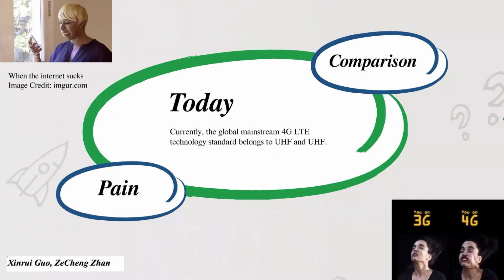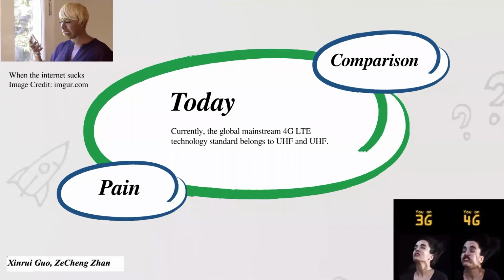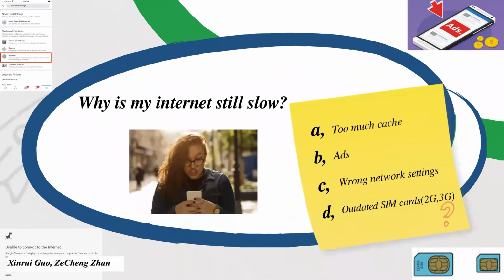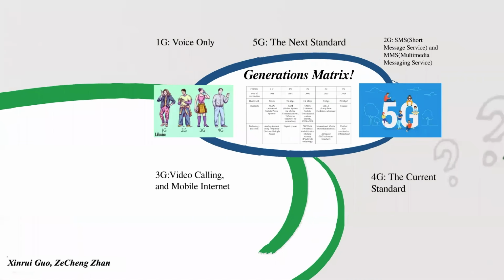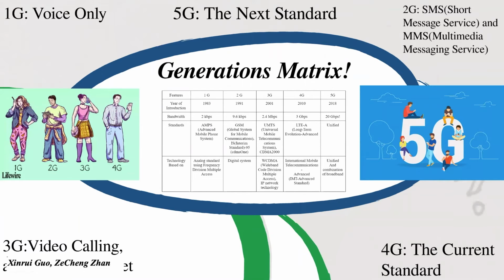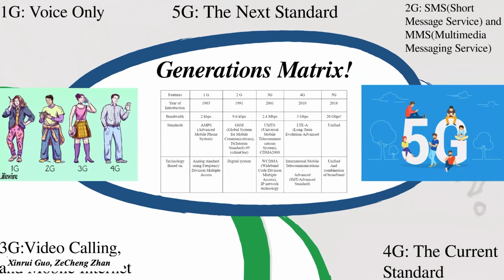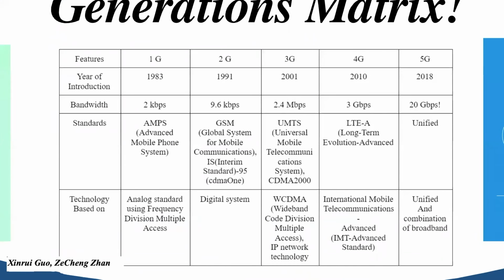Today, at present, everyone uses 4G. So the problem everyone often has is network lag. The following are the possible reasons for network lags. There are too much cache, advertisements, wrong network settings, and outdated SIM cards. I also made a generation matrix which lists the differences of generations' characteristics in detail. If you are interested in this part, you can pause the video and read it carefully here.